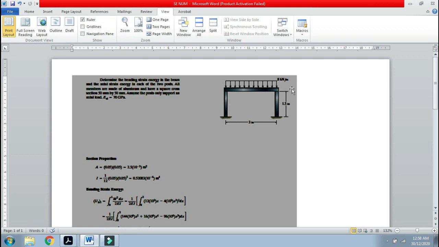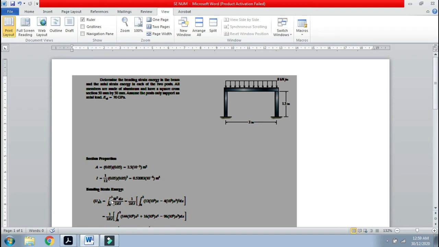Okay, the beam has a uniform loading of 8 kN per meter, and this is basically the height of the posts or the columns. Okay, so first you calculate area, which is 50 millimeter square, that is 2.5 times 10 to the minus 3 meter square. The moment of inertia, since they are of square cross section, we will apply 1 by 12 b to the power 4, not bd cubed, because it's square. So we get 0.5203 times 10 to the minus 6 meter 4.